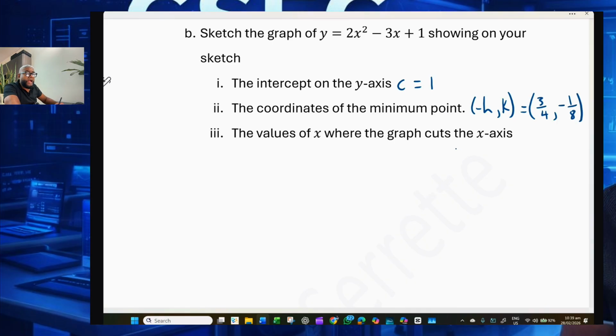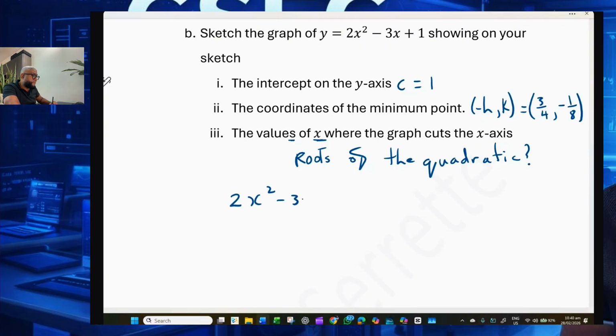Everybody good there? They also want the values of x where the graph cuts the x-axis. They are asking us to show the roots of the quadratic. That's the value of x where the graph cuts the x-axis. These will be the roots of the quadratic. So I'm going to try to solve it using factorization first, since I think you can use factorization here.